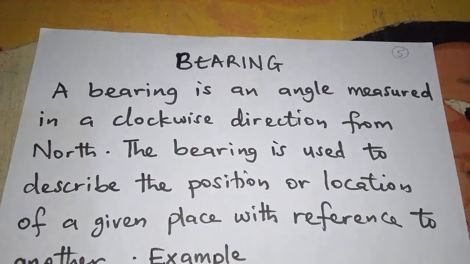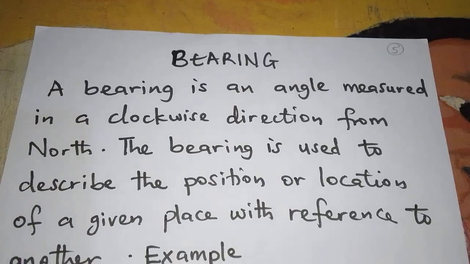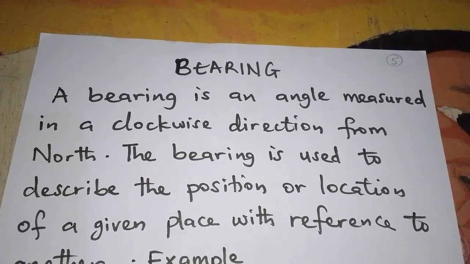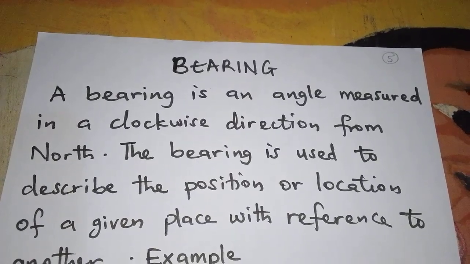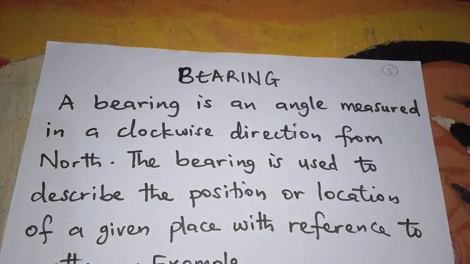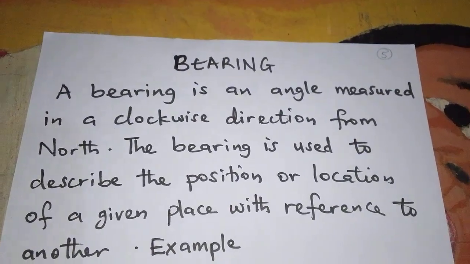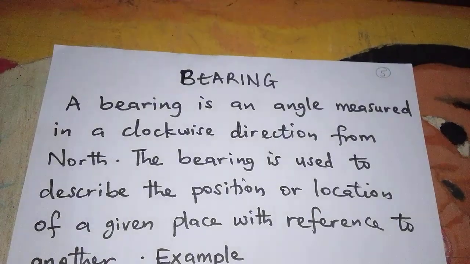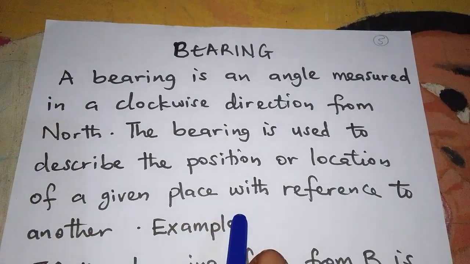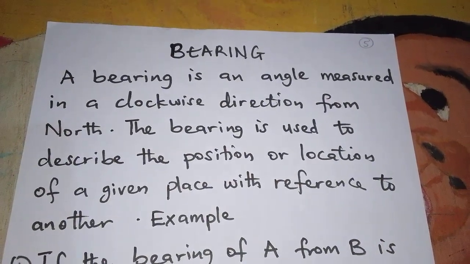Since we've learned how to place angles in their quadrant in the last class, we can move forward to understanding some things about bearing. A bearing is an angle measured in the clockwise direction from the north. It is usually measured from the north. The bearing is used to describe the position or location of a given place with reference to another.